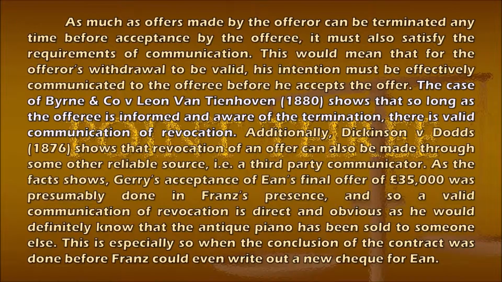The case of Byrne and Co. versus Leonard van Tienhoven, 1880, shows that so long as the offeree is informed and aware of the termination, there is valid communication of revocation. Additionally, Dickinson versus Dodds, 1876, shows that revocation of an offer can also be made through some other reliable source, i.e., a third-party communicator. As the facts show, Jerry's acceptance of Ian's final offer of £35,000 was presumably done in Franz's presence, and so a valid communication of revocation is direct and obvious, as he would definitely know that the antique piano has been sold to someone else.